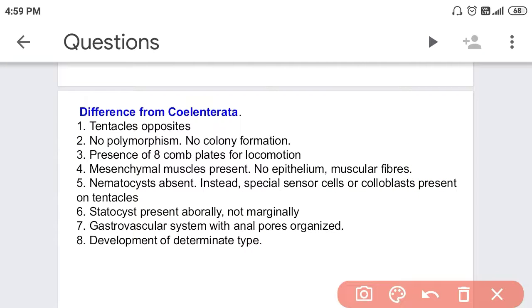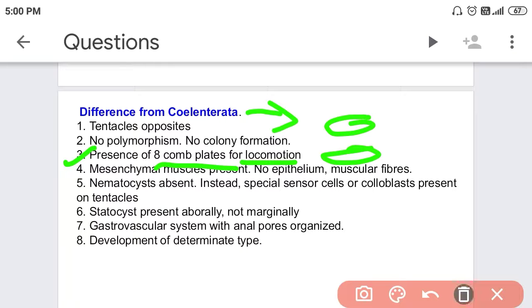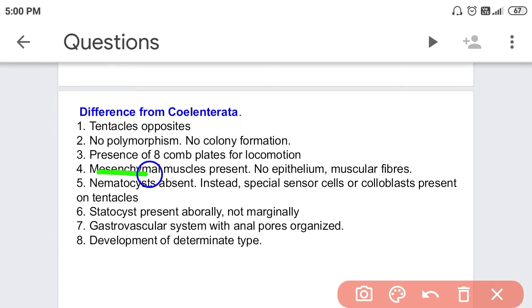The next difference is the presence of comb plates for locomotion. In Ctenophora, a disc-like structure is present which helps in locomotion of Ctenophora organisms, while in Coelenterata no such structure is observed. The next difference is the mesenchyme, where muscles are present, which include muscle fibers and cells. There is a lack of nematocyte cells in Ctenophora.